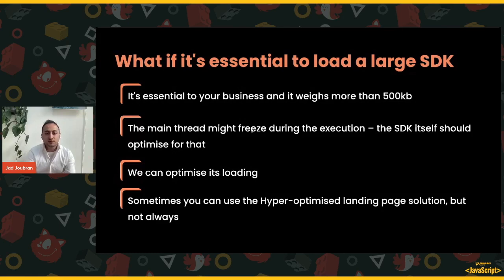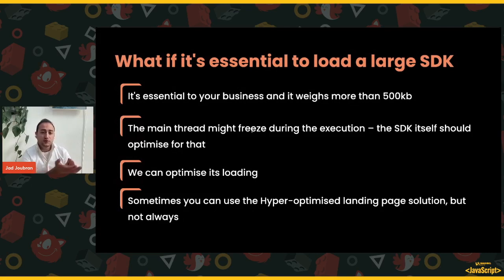Now, there are two sides to this. Throwing 500 kilobytes at a browser, especially on a mobile device, will most likely freeze the browser for a few seconds. But this is what the SDK itself should optimize. We can't really optimize for that. What we can optimize is the loading of this SDK, so that we want our website to load first, so that the SDK can load later, maybe even allowing the user to interact with the rest of the app while it's loading.